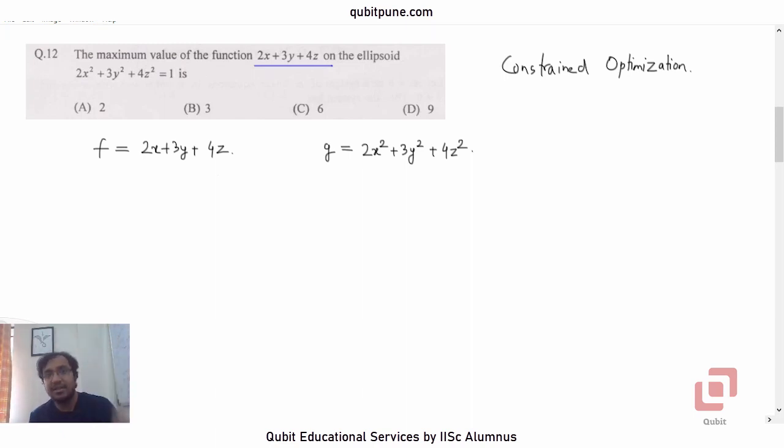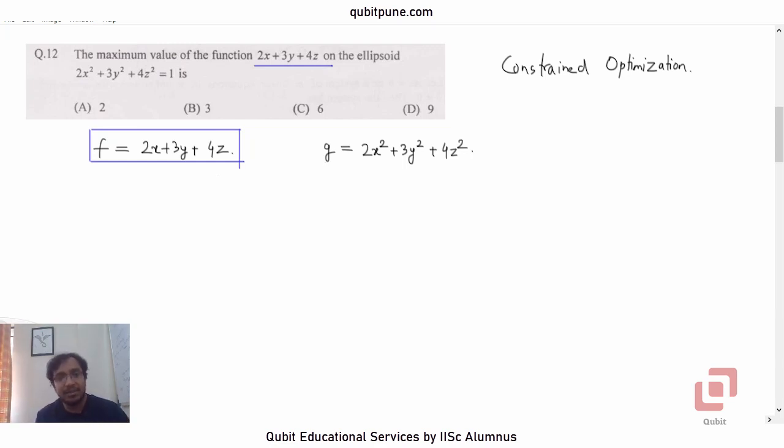So we shall first write down the functions that we have. 2x plus 3y plus 4z, that is the function that we want to maximize. And what is the constraint? The constraint is that our point x comma y comma z, or its coordinates, should satisfy this equation, or the point should be on the ellipsoid surface. So we will not write down the right side equal to 1. We'll just write down the left side, 2x squared plus 3y squared plus 4z squared.